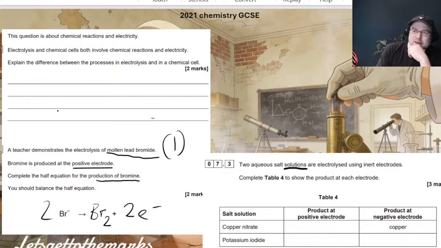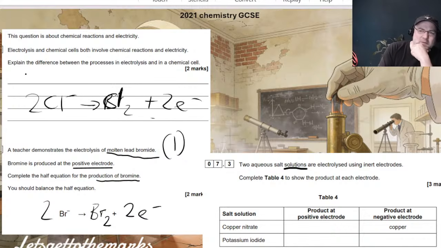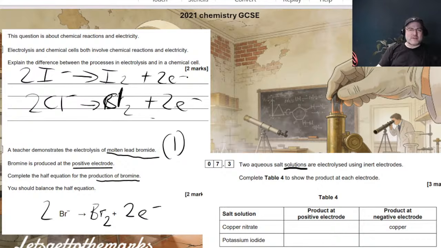Guess what? If it's chlorine, same thing. Going to go like this. Going to go like that. If it was iodine, the halogens, chemistry is all about patterns. They're all going to react in the same way, the halogens, okay? The halide ions, group 7.